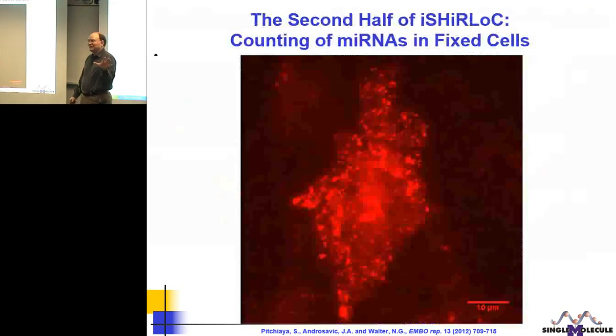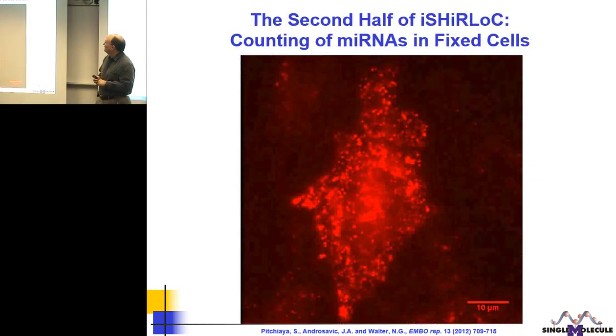But that's a whole field in its own, right? Yeah. Okay, so the second part of iSherlock, as I mentioned earlier, is to fix the cells instead. And then nothing diffuses anymore, no diffusion constant. But we can get information on how many particles are together.